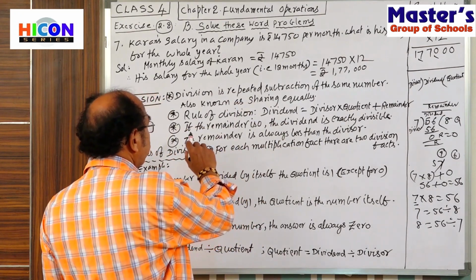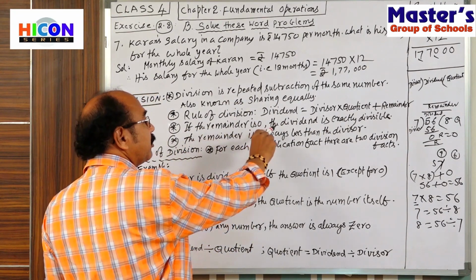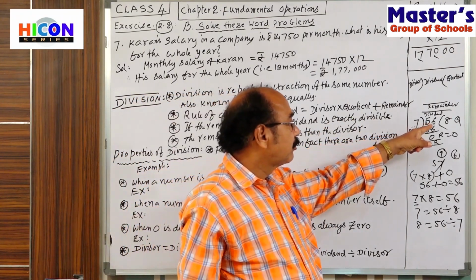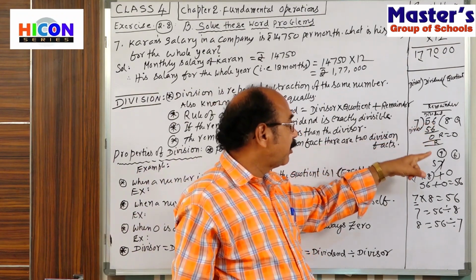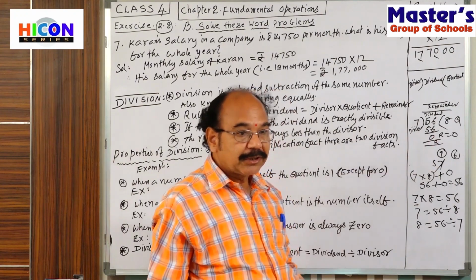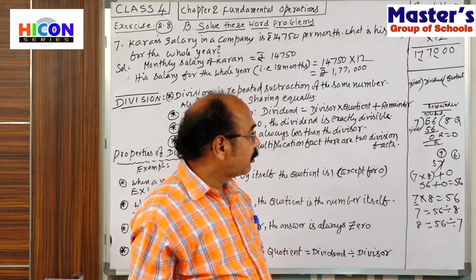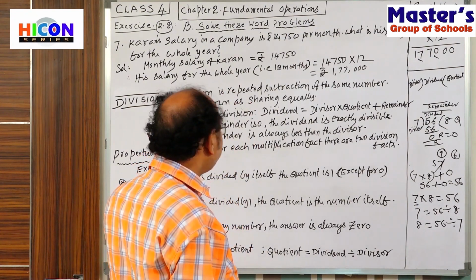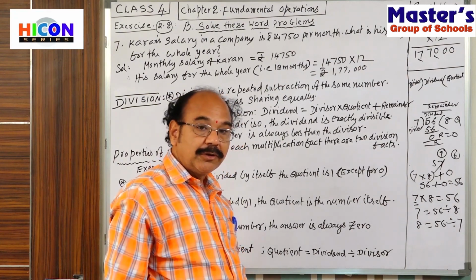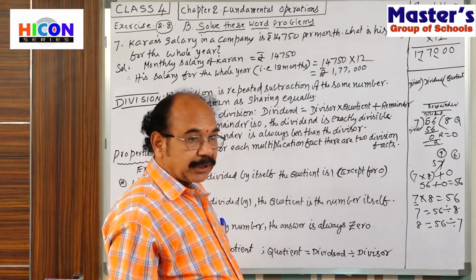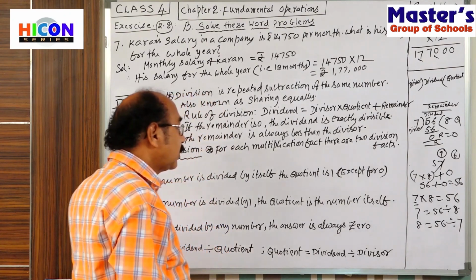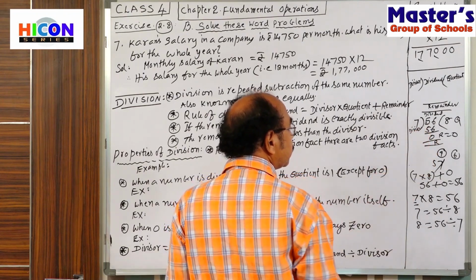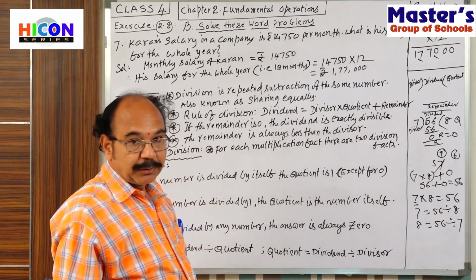Now you see here, if the remainder is 0, the dividend is exactly divisible. Here I showed in this example, dividend is exactly divisible by 7. Why? Because 0 is the remainder. That's why we say that dividend is exactly divisible. If the remainder is 0, the dividend is exactly divisible. That's why we are saying 56 is exactly divisible by 7.